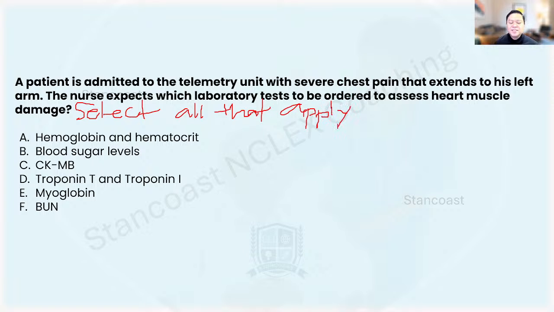The question states, a patient is admitted to the telemetry unit with severe chest pain that extends to his left arm. The nurse expects which laboratory tests to be ordered to assess heart muscle damage? Is it A, hemoglobin and hematocrit? B, blood sugar levels? C, CKMB? D, troponin T and troponin I? We have E, myoglobin. F, blood urea nitrogen.